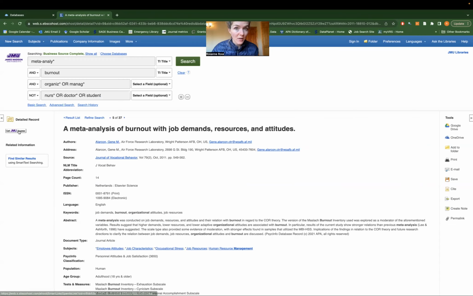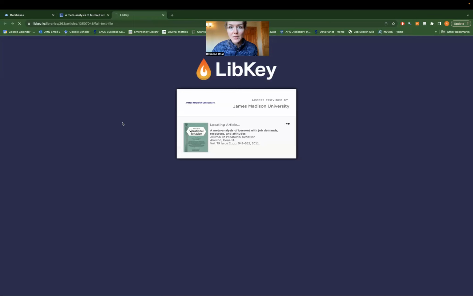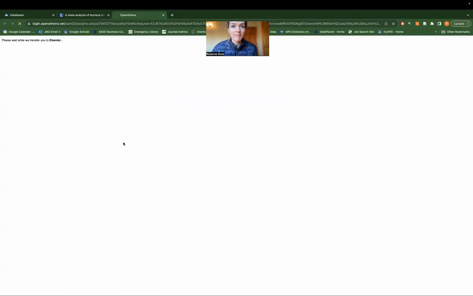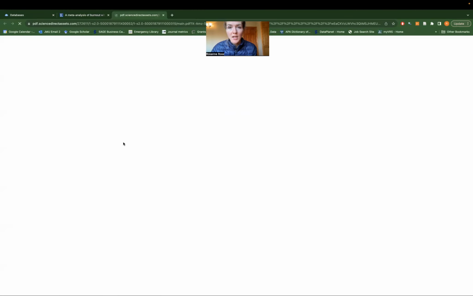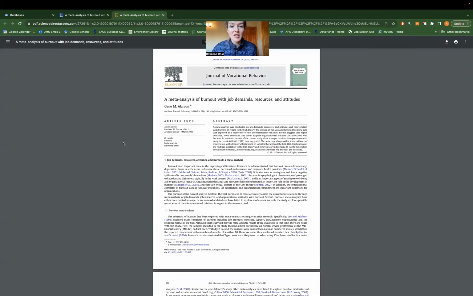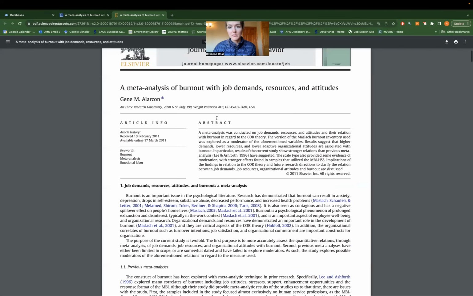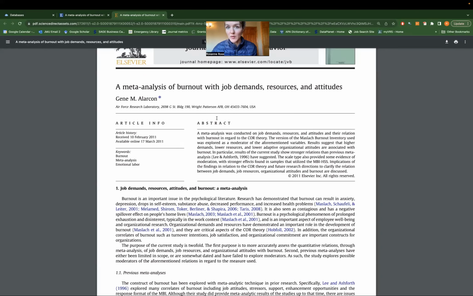To get access to this article, we can select JMU Access. Sometimes it asks you to log in using the login credentials that you would use to get into Canvas. You can also log in using the VPN. It just depends on what's going on with your computer and if you have the VPN up and running. But it should be pretty straightforward either direction that you go. If you just click on JMU Access, it may ask you to log in. In my case, it did not.